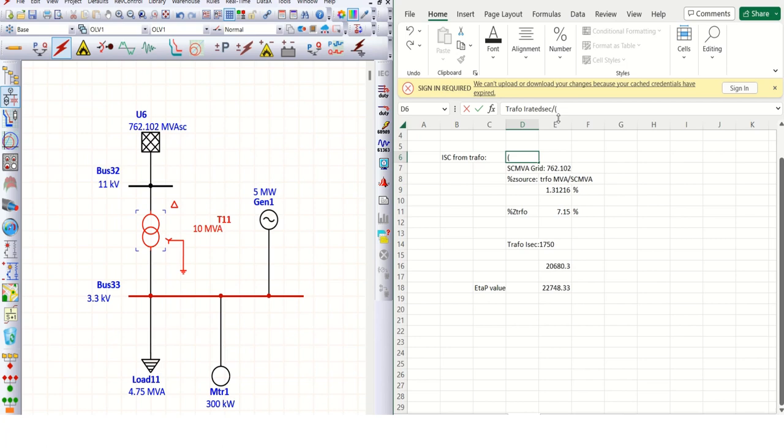divided by, in this case, percentage of EZ grid plus EZ trafo. That's it. So we got the ETAP value as 22.748 and the normal calculation is 20.680. So I think this is what we have witnessed here while running short circuit on this particular bus. So look at this, 22.356. I'm getting 20.680 approximately, which is a closer value here.